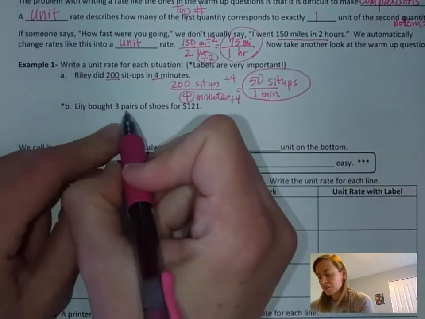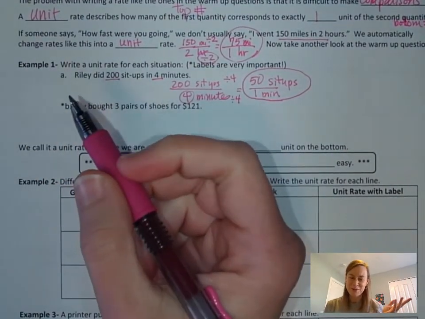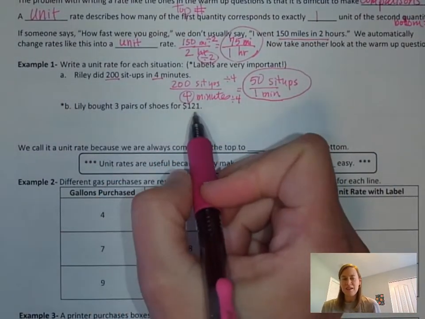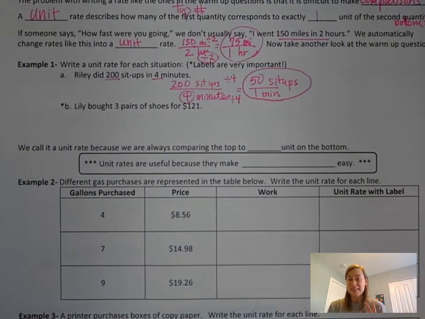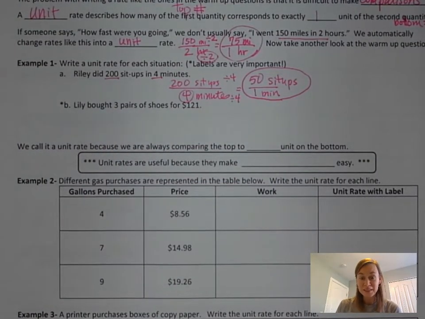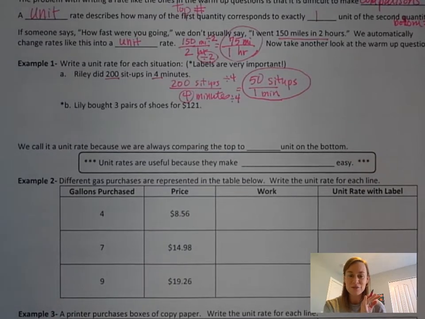Let's go over here to Lily. Now, Lily bought 3 pairs of shoes for $121, and I see a little star here, so that always means to be careful, right? Do we want to know how many pairs of shoes she could buy for $1? That doesn't really work as well as saying how many dollars per 1 pair of shoes. Doesn't that sound better? Sounds a little more realistic, right? So if we want how many dollars per pair of shoes, then we're going to put dollars on top and number of pairs on bottom.